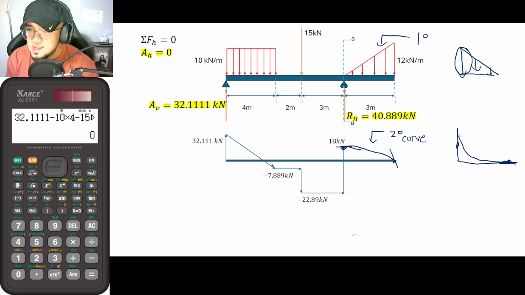So as you can see here, guys, do you see the difference? If this is your load, the curve will be looking like this, and if this is the load, the curve will look like this. As you can see, they are opposite. Okay, so that is now our shear diagram.